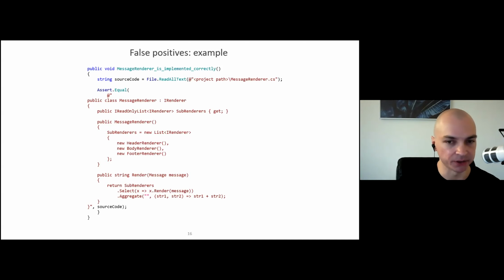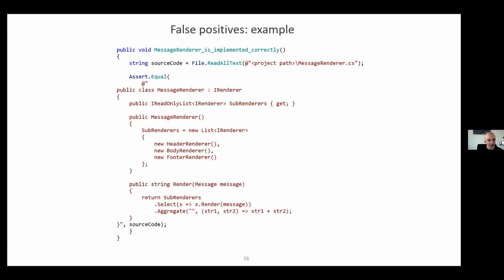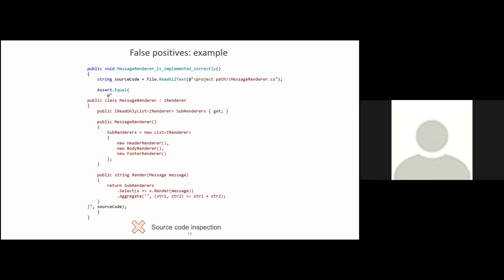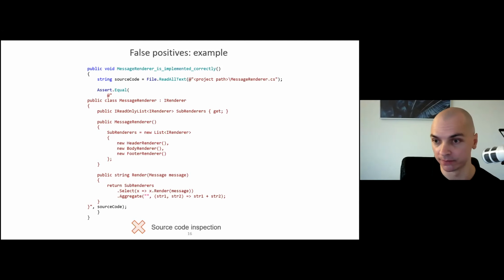But still, it's not that different from the previous example because both of these tests couple to implementation details, and both of these tests insist on a particular implementation of the system under test. And when you change that implementation, both of these tests will break. Admittedly, this test will break more often than the previous one because here we can, let's say, add a line or even a space, and it will break this test. But still, conceptually, this approach is the same as structural inspection. And this approach is called source code inspection, and it's also an anti-pattern, as you can imagine.